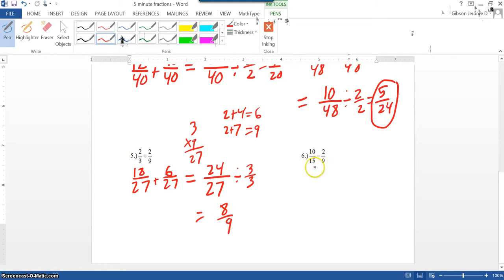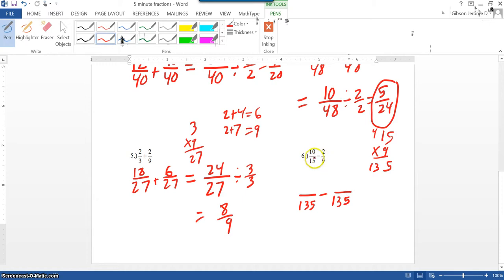Now we come here to number 6. Now you notice we have larger numbers here. So we still will multiply our denominators. We would take 15 times 9. 9 times 5 is 45. 9 times 1 is 9 plus 4 is 13. So our new common denominator would be 135.